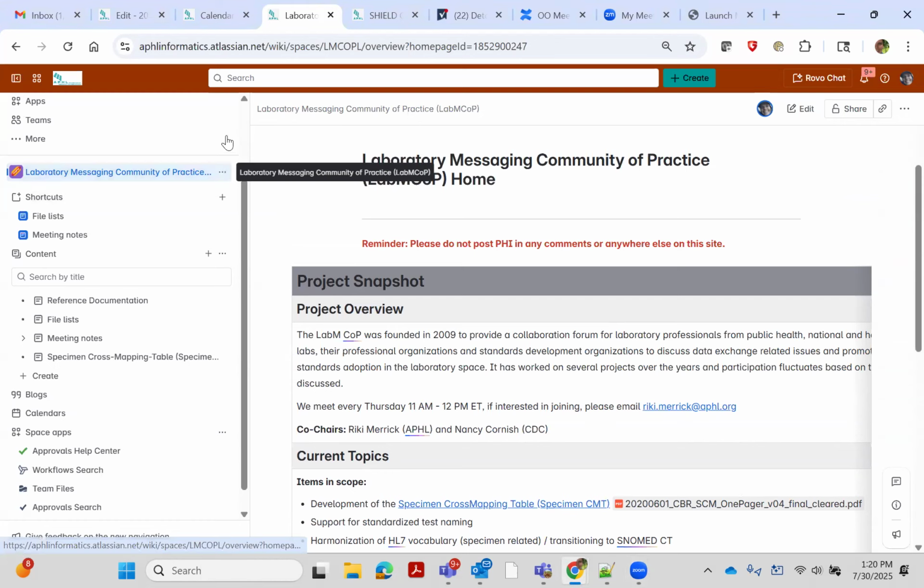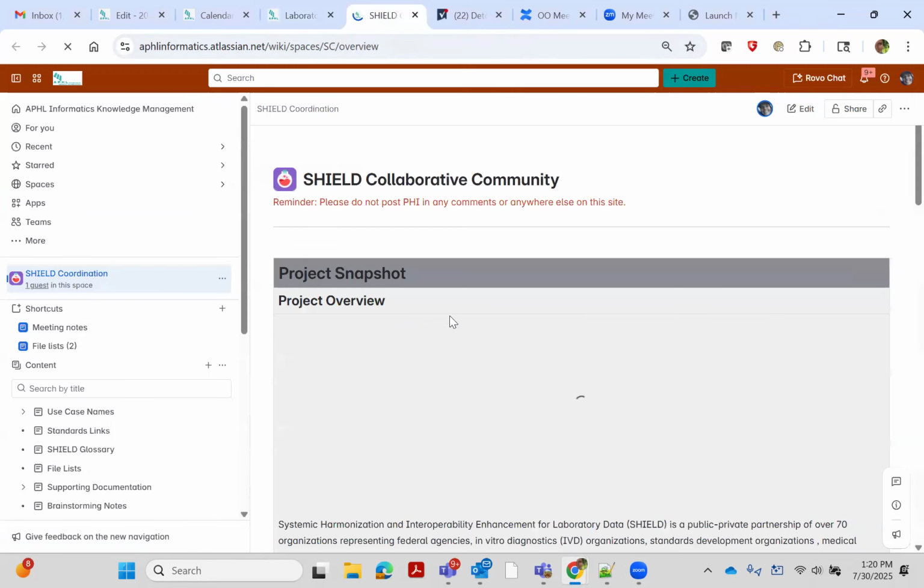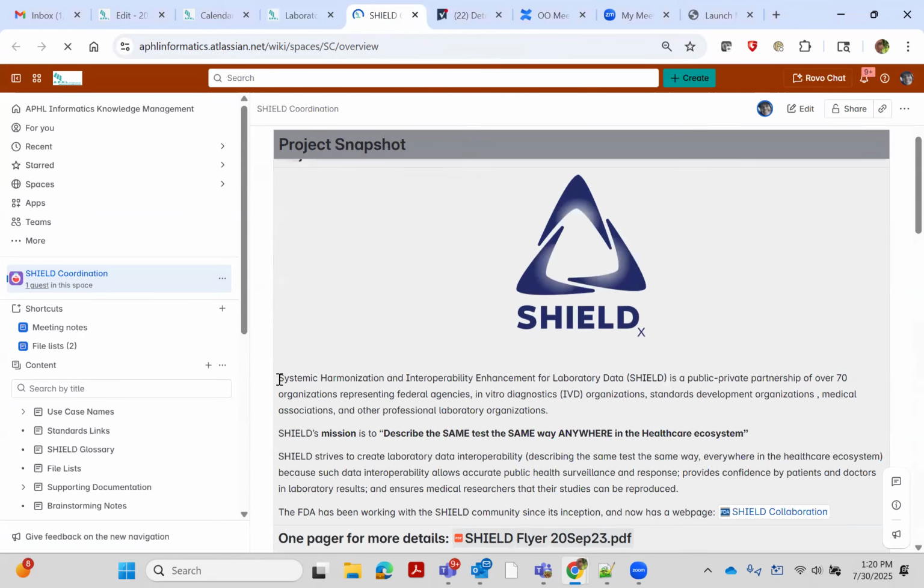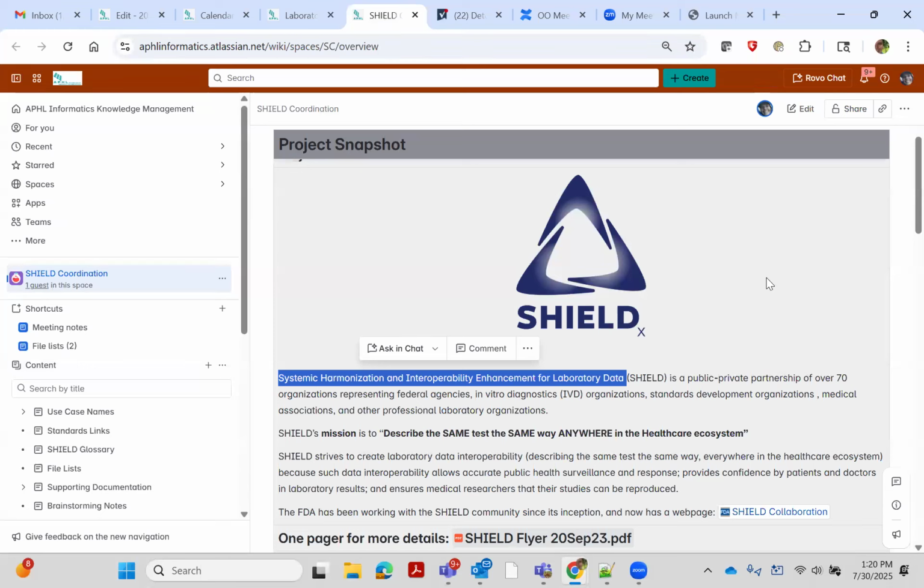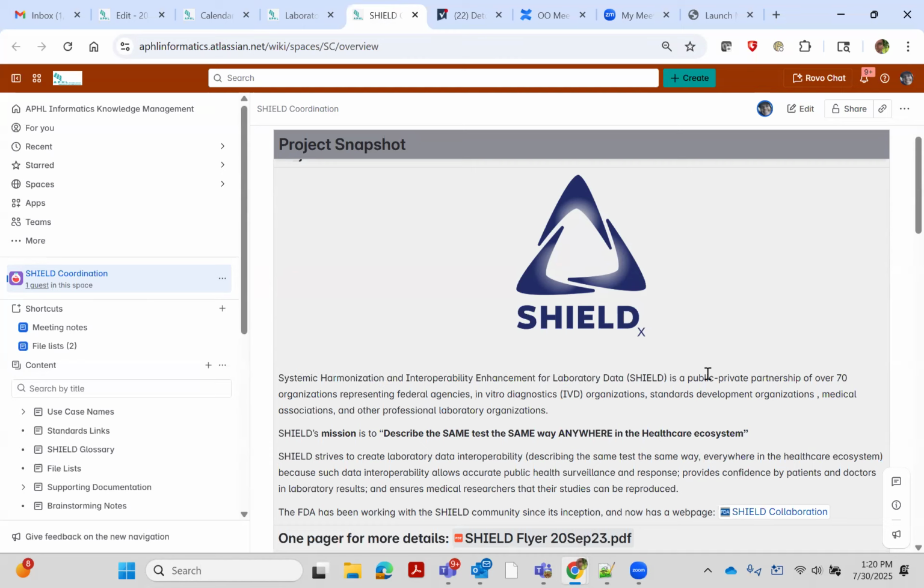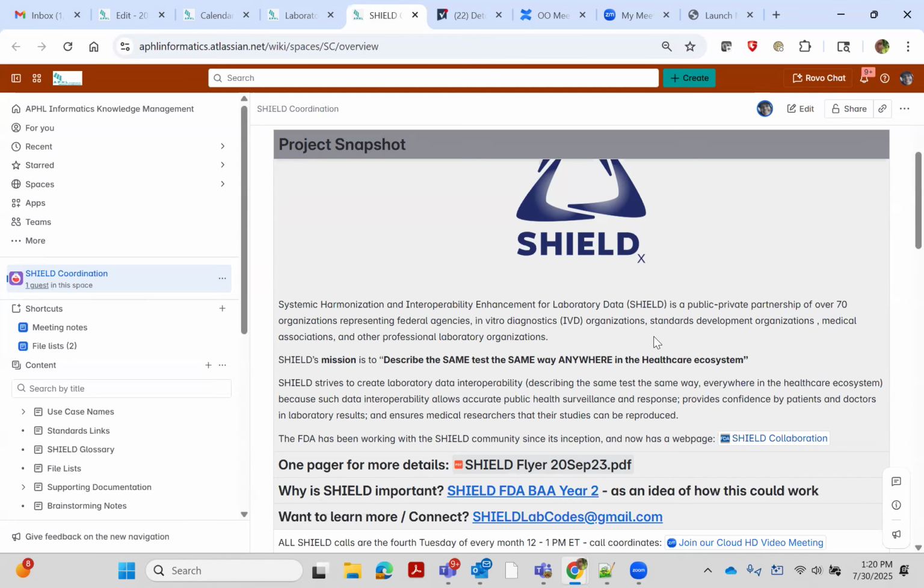And then I'm going to go to SHIELD. So that's the other project we're going to talk about today. And I'm going to let it load because I need to always read what SHIELD stands for. So this is what SHIELD stands for, the Systemic Harmonization and Interoperability Enhancement for Laboratory Data. SHIELD is much easier. So it's a public-private partnership of quite a few organizations that's across the board of anybody that basically deals with laboratory tests. And the mission is to describe the same test the same way anywhere in the healthcare ecosystem.